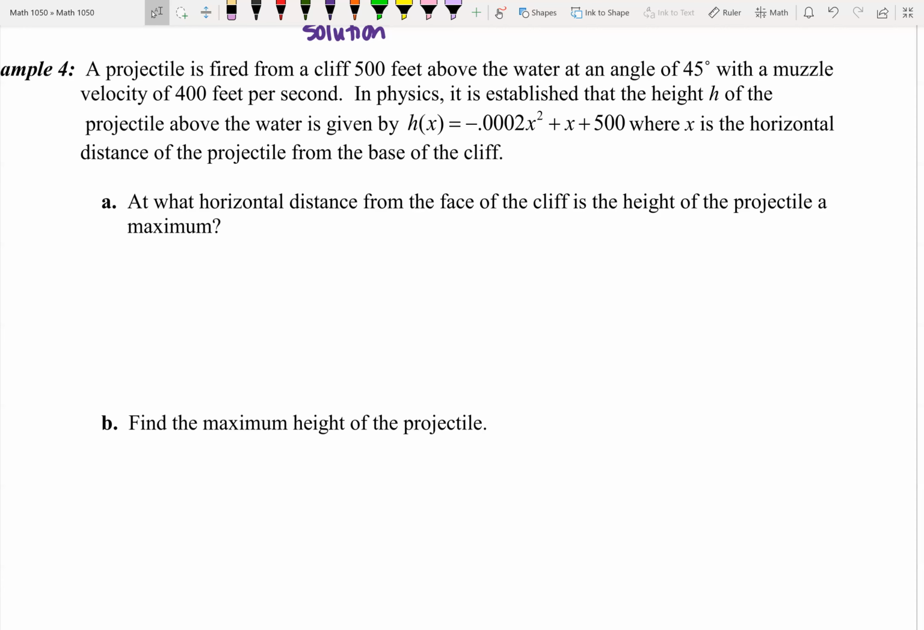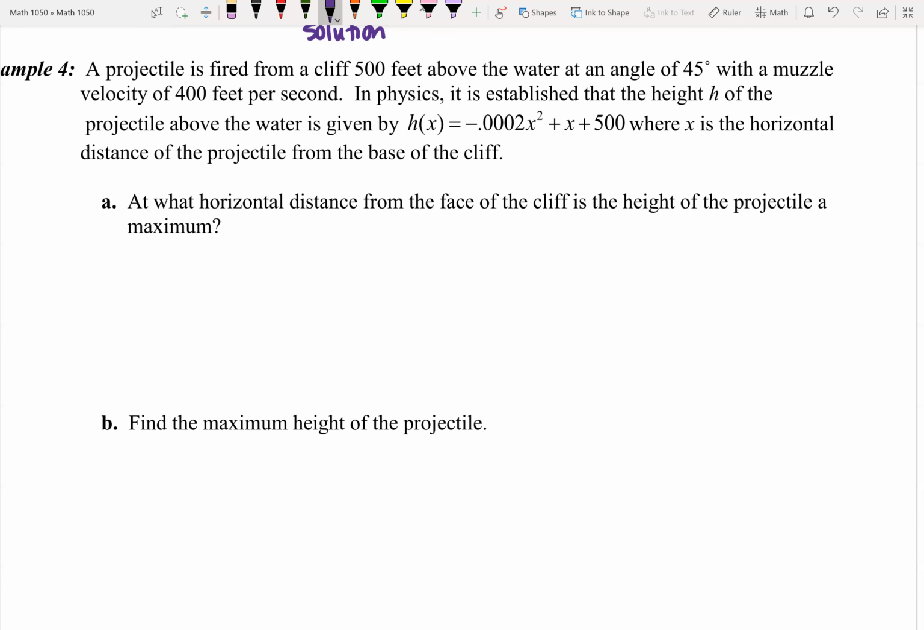Okay, question 4. A projectile is fired from a cliff 500 feet above the water at an angle of 45 degrees with a muzzle velocity of 400 feet per second. In physics, it's established that the height of the projectile above the water is given by this equation, where x is the horizontal distance from the cliff.